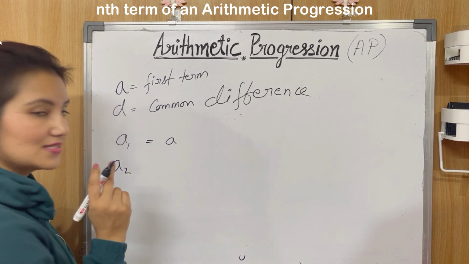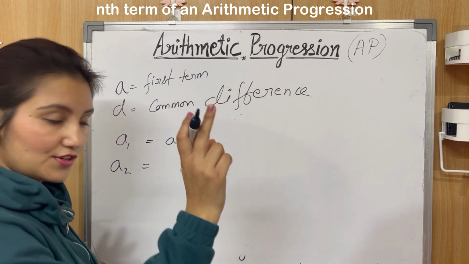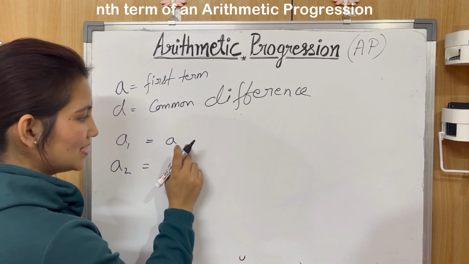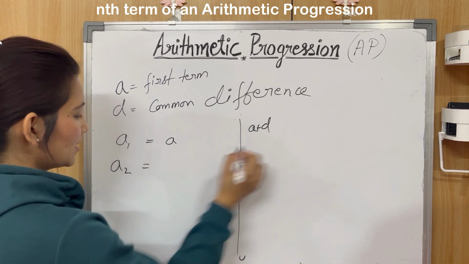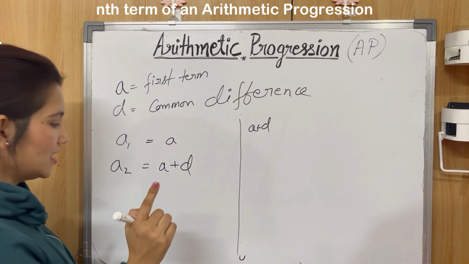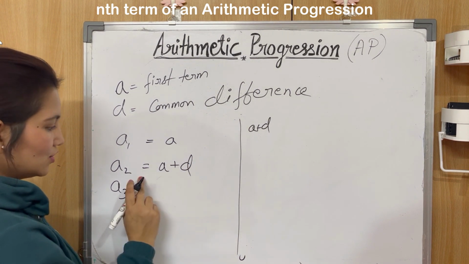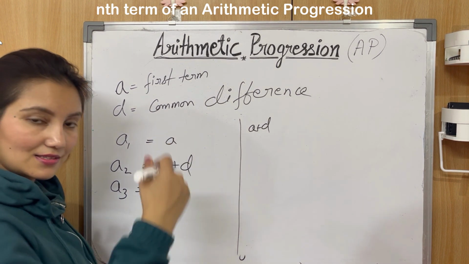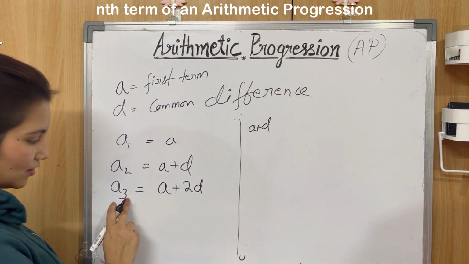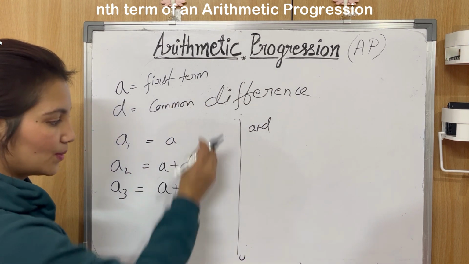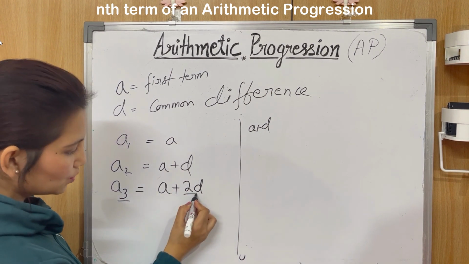Second term, how can we get the second term of this AP? The second term can be obtained by adding D, the common difference, to the first term. So A plus D. You add D to this term, A plus D, and you get your second term. Now the third term: you again add D to the second term and you get the third term. So it becomes A plus 2D. Now just see this pattern: second term, single D; third term, 2D.